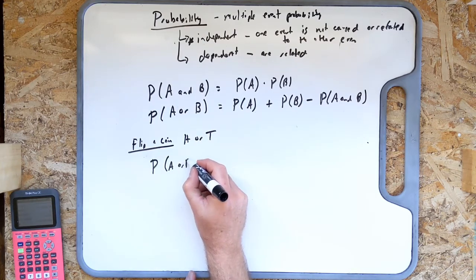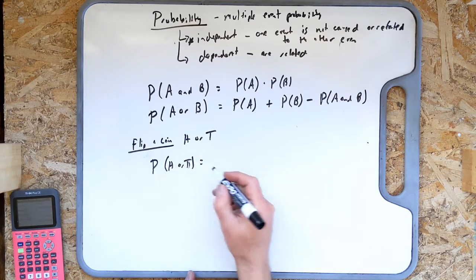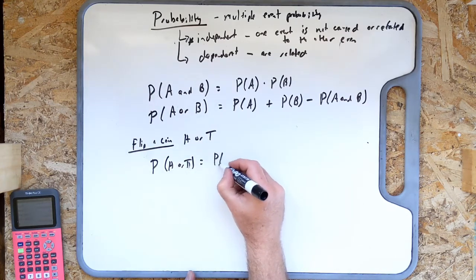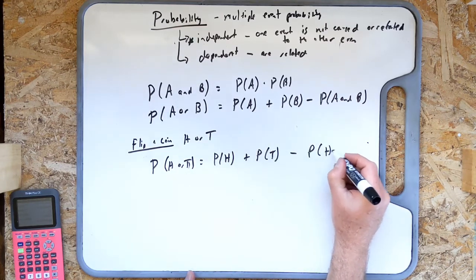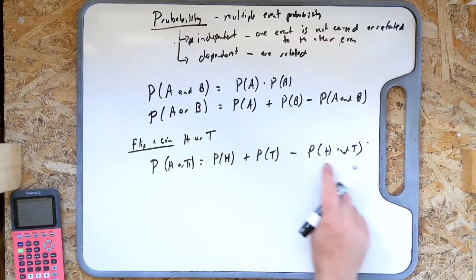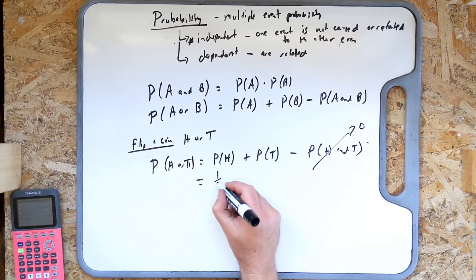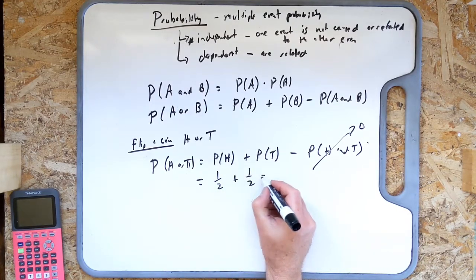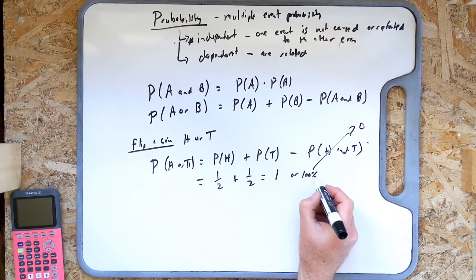Probability of A or B is the probability of a head, so probability of head or tail, is the probability of the head plus the probability of the tail minus the probability of the head and the tail. Now you can't both get a head and a tail, so this is actually 0. You can't, unless you have a really strange coin that can simultaneously get a head and a tail. That's 0. So it's just the sum of these two. Probability of the head is a half. Probability of the tail is a half. Probability of both of them together is 1 or 100%. You are going to get a head or a tail if you flip a coin.